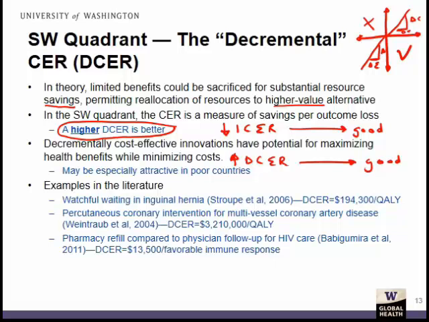Now, in rich countries, almost all interventions are in the northeast quadrant. It's very rare that you find that a health insurance company or a rich country is paying for an intervention that reduces effectiveness in any way. But in poor countries, I can see some situations where you might want to take, as a policymaker, an intervention that reduces effectiveness marginally, but generates substantial amounts of savings.